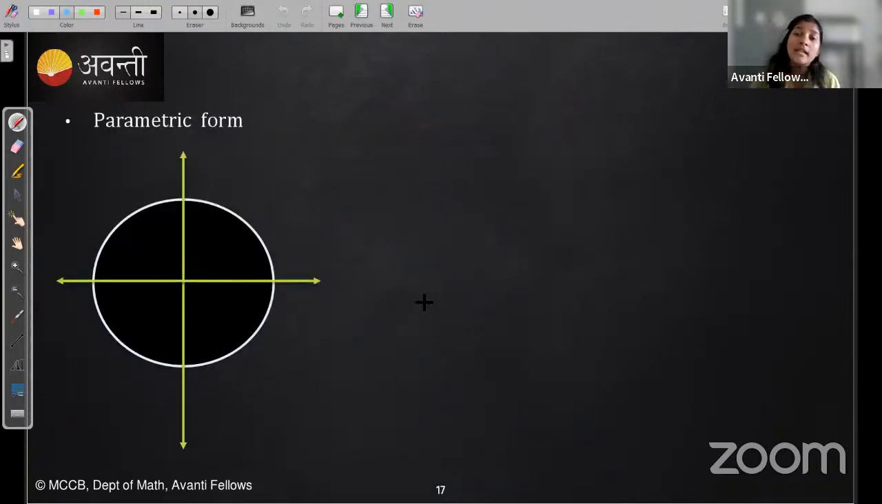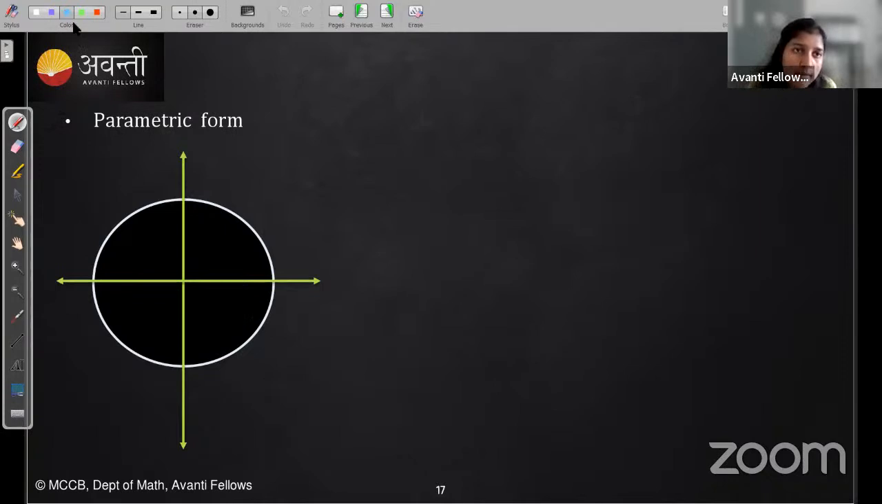Next is the equation of a circle in parametric form. Very good, Teresa. So what is the equation of the circle in parametric form? Usually we represent a circle using an x variable and a y variable, right? But in the parametric form, we represent a circle with only one variable. Here it will be the angle theta. That parameter is theta, so we call it the parametric form.